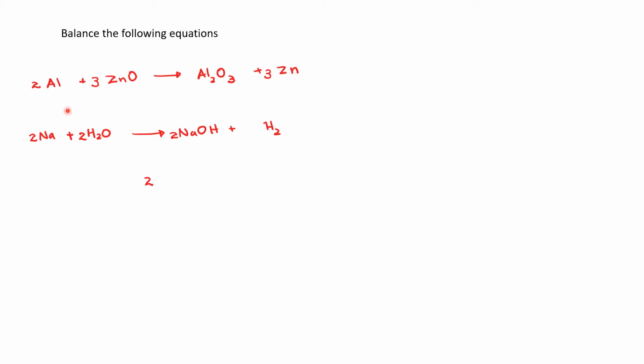Now let's count the whole equation. 2 sodium, 2 sodium, 4 hydrogens, 2 plus 2, 4 hydrogens, 2 oxygens, 2 oxygens. This is your balanced equation.